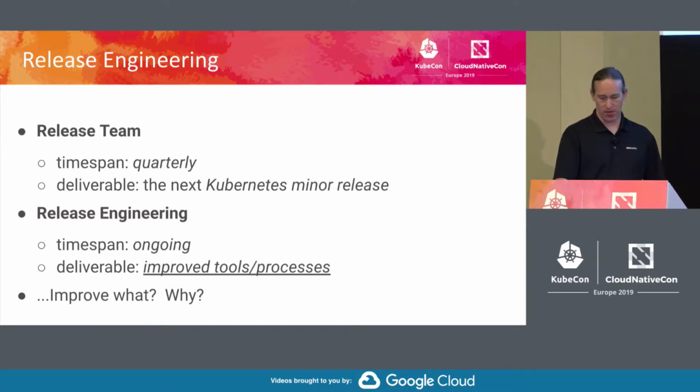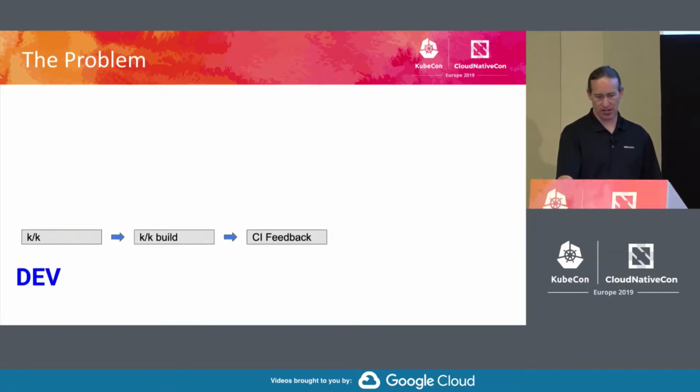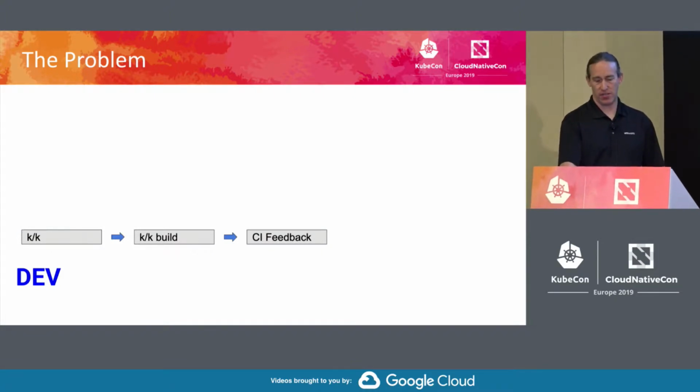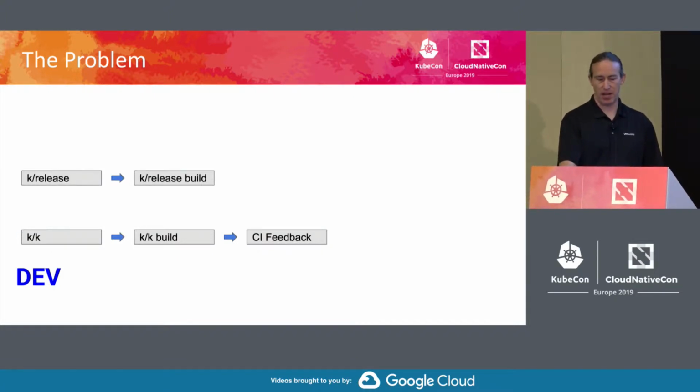So what all are we talking about improving there? I want to go through a set of slides that describes where we are. Right now, if you're looking at KK, the Kubernetes master branch, we have a set of great automation that does build and gives CI feedback. But in parallel to that, we have a set of code in the Kubernetes org under the release repo, and that does releases that are targeted for that quarterly minor release, right?